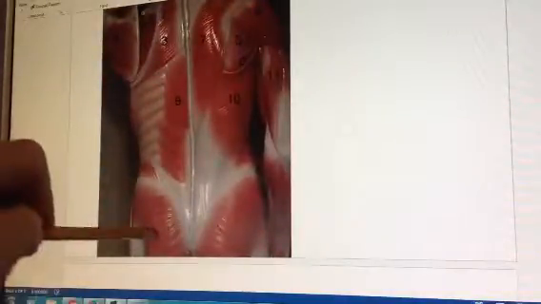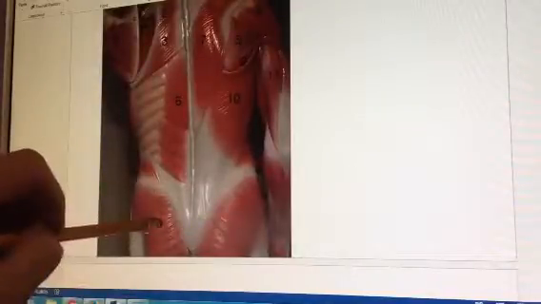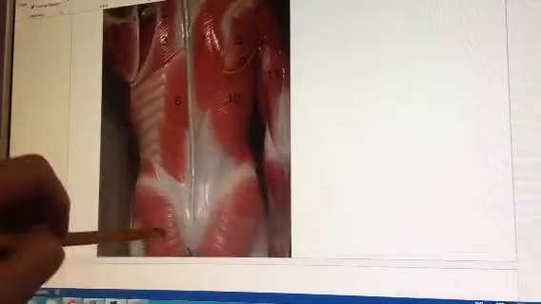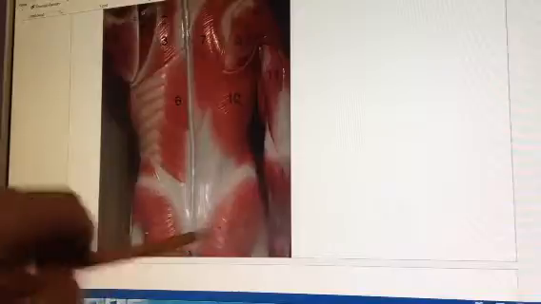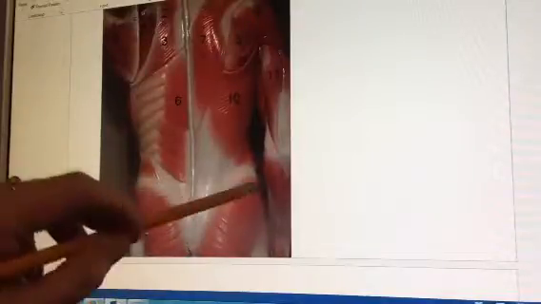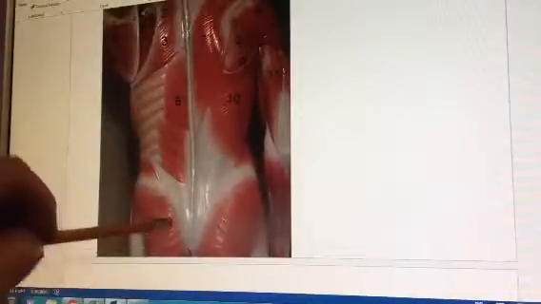And then at the bottom here we have the gluteus maximus muscles, the large muscles of the buttocks, and that allows us to extend the leg at the hip. So to bring your leg backwards is the gluteus maximus, and above that are the two gluteus medius muscles. So this is the gluteus medius above the gluteus maximus.